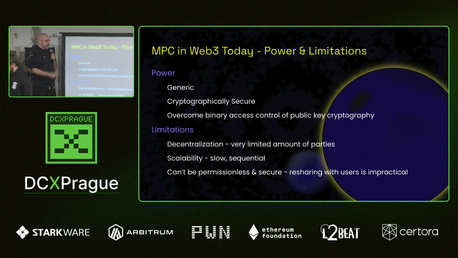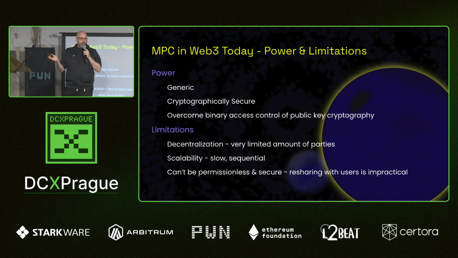So, MPC in Web3 today has a lot of powers, but also has a lot of limitations. The power of MPC is that it's generic, just like a private key. You are able to sign transactions for any network that supports the signing algorithm. Let's say ECDSA or Schnorr or EdDSA, you'll be able to use that MPC algorithm to sign a transaction with that signature algorithm, regardless of the structure, it just signs the message. So it is generic. You don't have to integrate it into blockchains. You don't have to create a smart contract on every blockchain you want to support. It automatically supports everything. It's cryptographically secure.